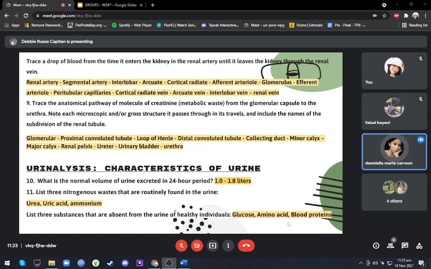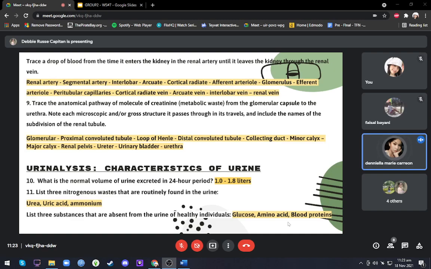Number 9, trace the anatomical pathway of a molecule of creatinine or metabolic waste from the glomerular capsule to the urethra. Note each microscopic and gross structure it passes through in its travels and include the names of the subdivisions of the renal tubule. Glomerular capsule, proximal convoluted tubule, loop of Henle, distal convoluted tubule, collecting duct, minor calyx, major calyx, renal pelvis, ureter, urinary bladder, and urethra.